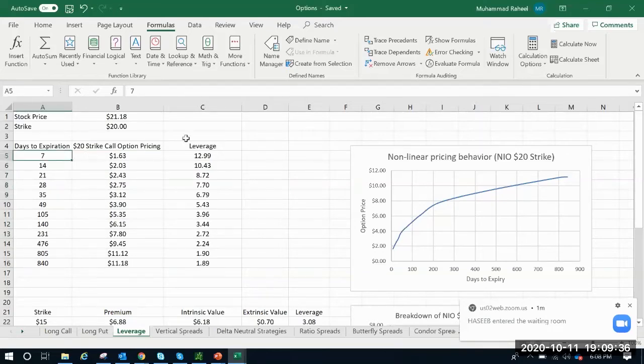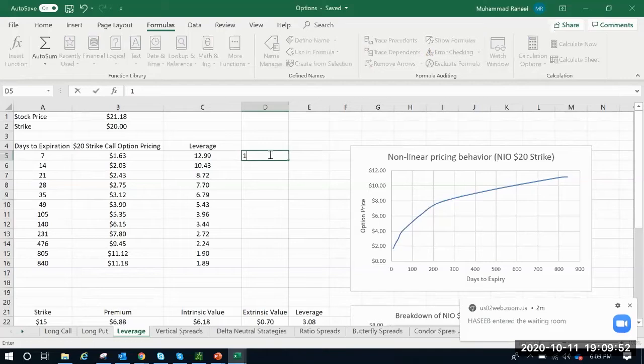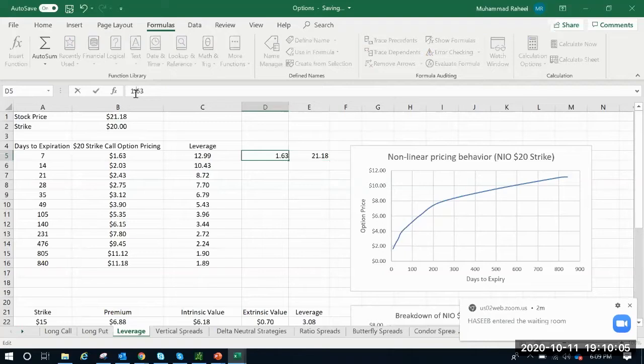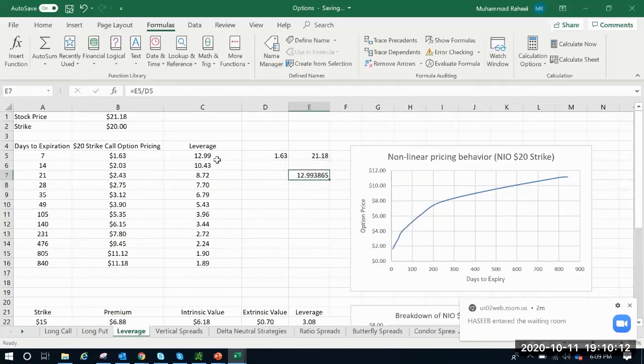So if you buy a weekly call, which is expiring next Friday, you are paying 1.63 times 100 shares in one contract. So effectively you are paying $163, right? So your cost is $163, and you are getting an exposure on 100 shares of NEO, right? So NEO stock price is 21.18, right? So basically what this is telling you is that if you divide the 2 numbers, that's a measure of leverage. So if you divide these, it's about 13 times leverage.